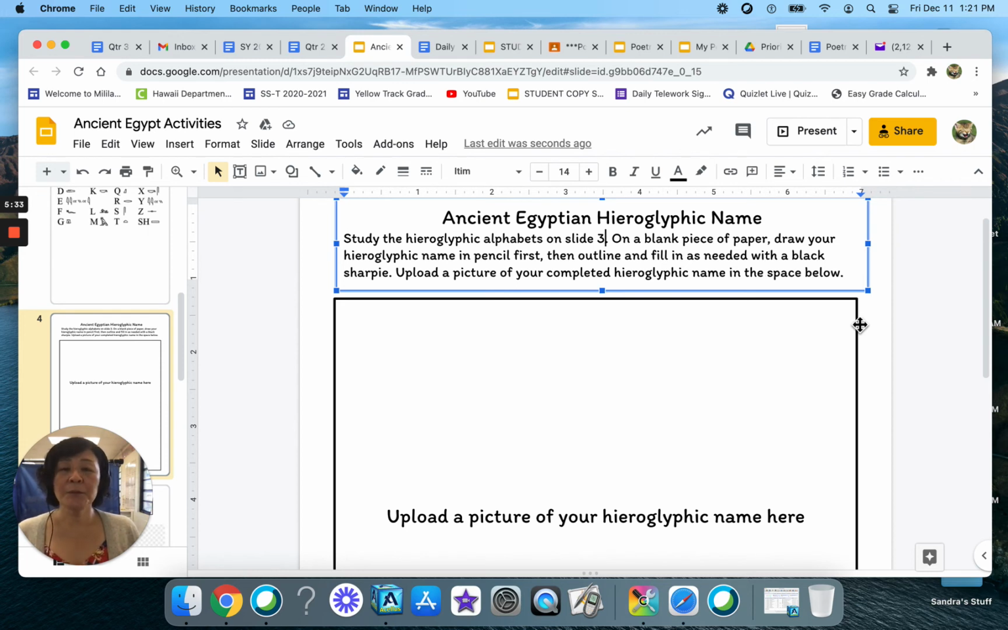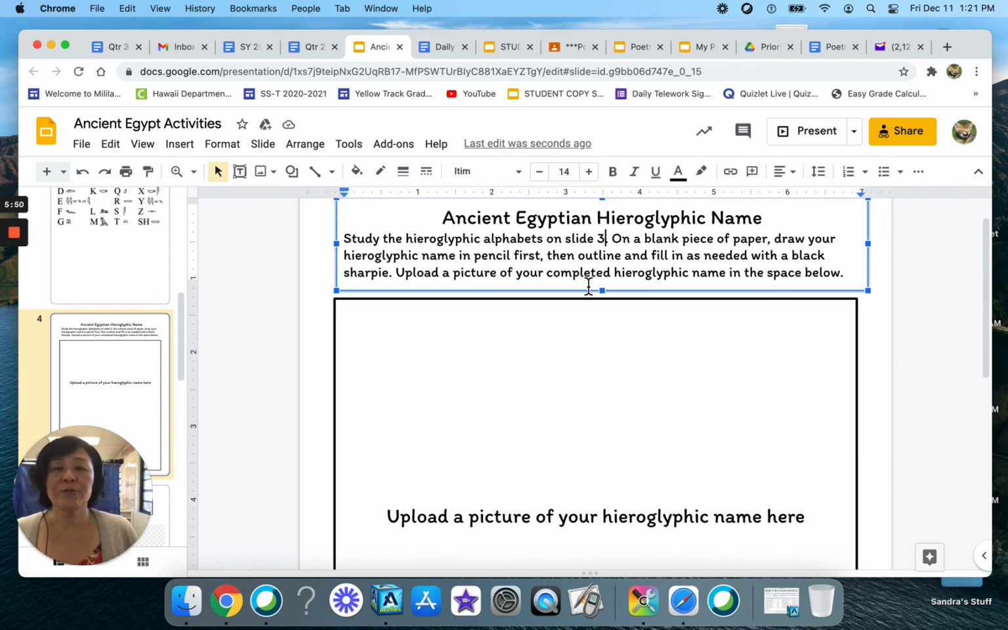You will upload a picture of your completed hieroglyphic name in the space below. We will want you to write your first and your last name. Okay? You don't have to put your middle name, but your first and your last name. And try to be neat with this.